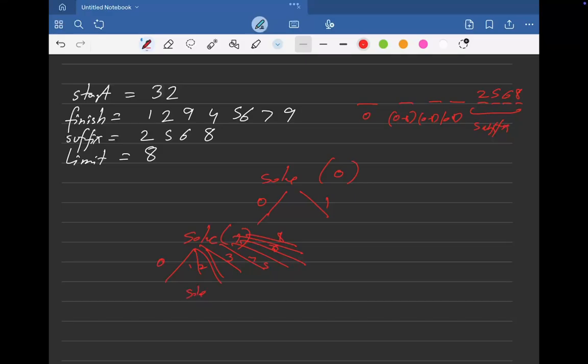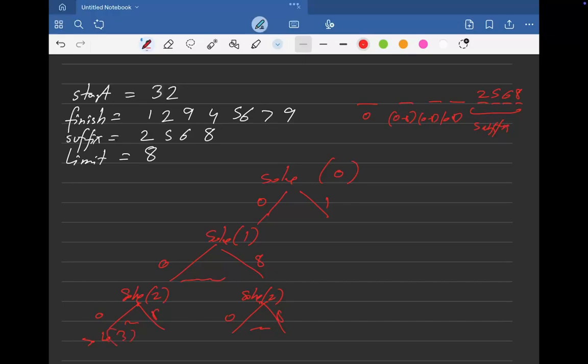Again, for solve of 2, I have from 0 to 8 choices. So let me clear out. On index 1, I have 0 to 8 choices. On solve of 2, again I have 0 to 8 choices. For solve of 3, same, I have 0 to 8 choices, right? That makes sense. So let me write it here.